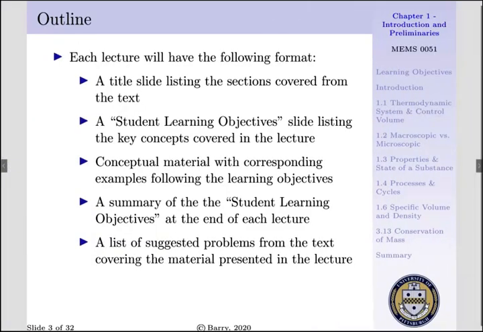Now, each lecture will comprise a title slide that lists our sections covered from the text. Following our title slide are the student learning objectives, which list the key concepts covered in the lecture. After our learning objectives, conceptual material is presented with appropriate examples. At the end of each lecture, a summary slide of the student learning objectives is presented. And lastly, a list of suggested problems from the text covering the material presented within the lecture is given.